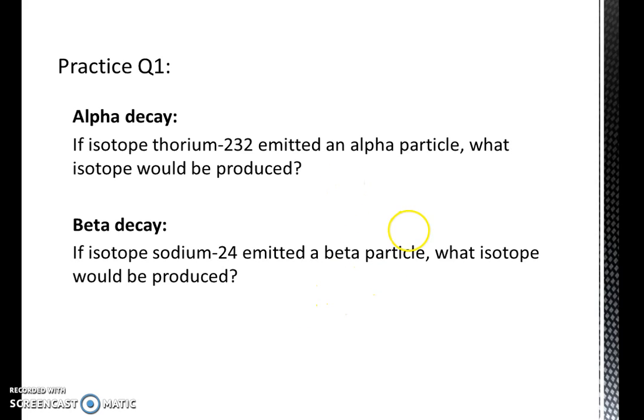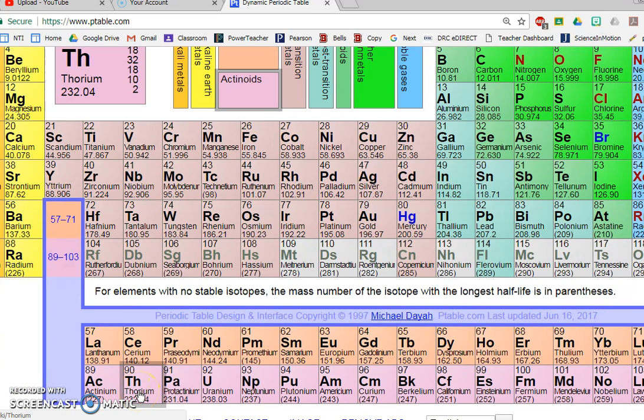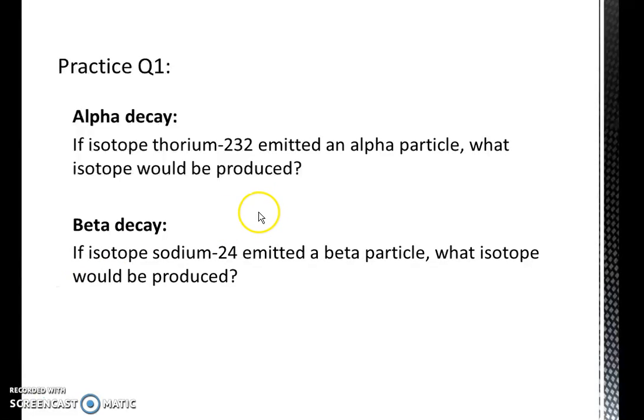So we're starting with thorium-232. Alpha decay, we said that the atomic number will decrease by 2 because we lost 2 protons. So if we look at our periodic table, here's thorium, atomic number 90. We need to go down by 2. So here's 1, this 2. So radium is going to be the new atom. And then remember that the mass will decrease by 4. So we'll end up with radium-228 as the new isotope.